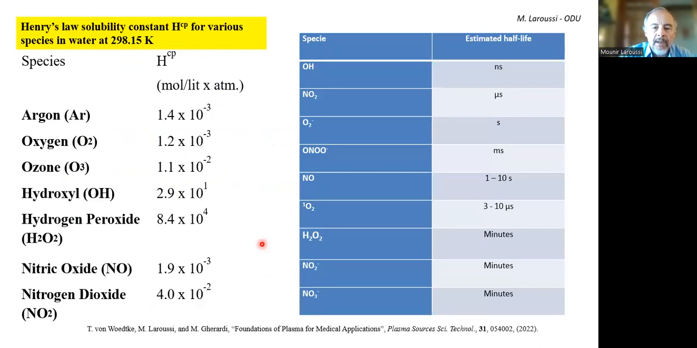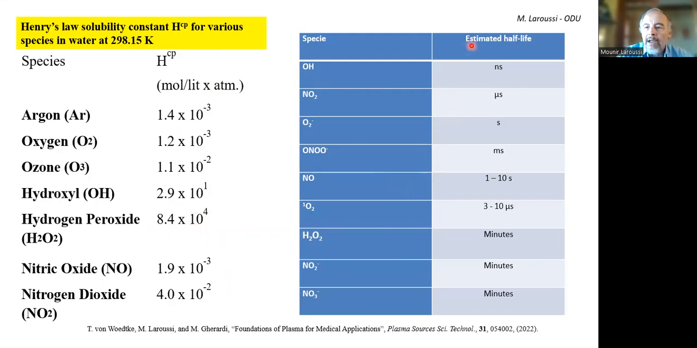Since the penetration in the liquid is very important, I thought I'd show you a table that shows the Henry's law solubility constant for various species: argon, O2, O3, OH, hydrogen peroxide, nitric oxide, nitrogen dioxide. From this table, you can see that not all species are as soluble as others in the liquid. For example, if you look at hydrogen peroxide, the Henry's constant is a lot larger than some other species, so we expect it to be a lot more soluble in the liquid.